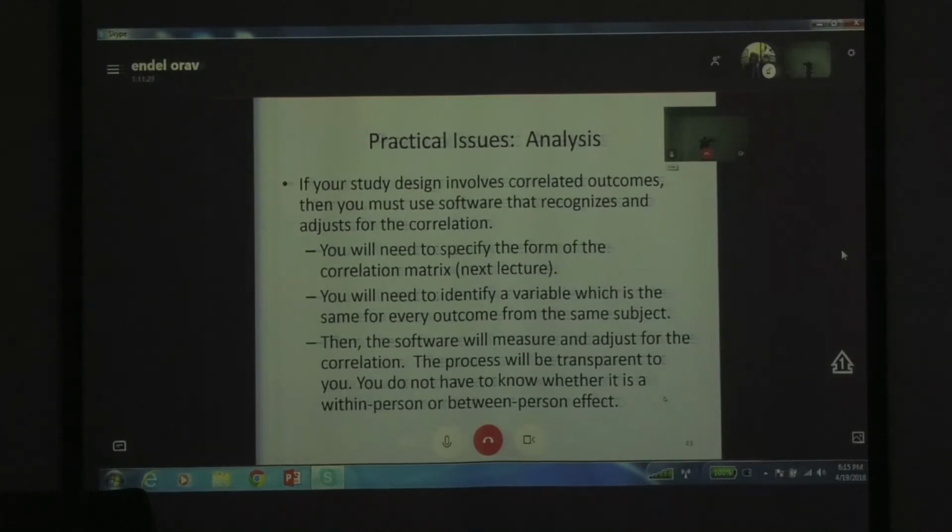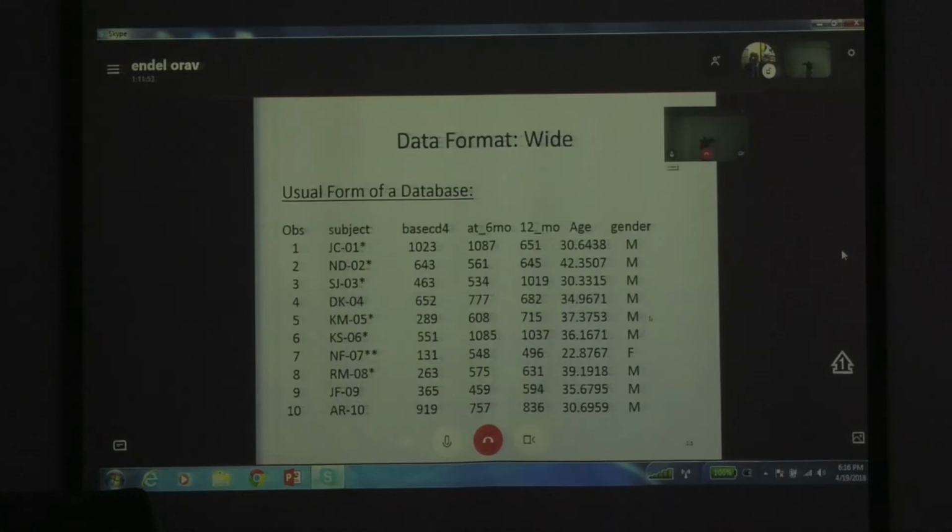So as long as you're using software and it understands the source of the correlation, it will measure how strong the correlation is, whether it's within subject and you benefit, between subject and you're penalized, but the software will do the rest. And so again, how this gets done we'll talk about next week. The only thing left to talk about right now is the form of the database. For the CD4 counts, this is typically how the database is set up. So I have a subject, that's their baseline CD4 count, 1087 at 6 months, down to 651 at 12 months.